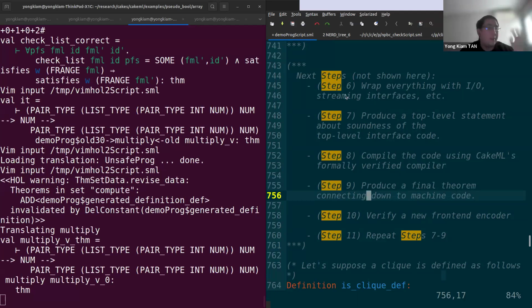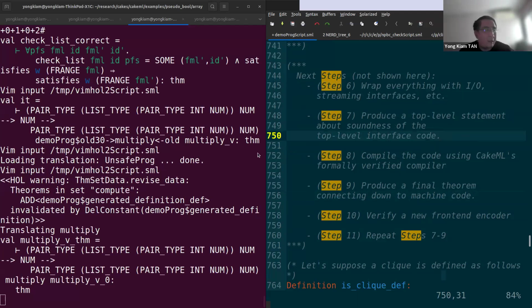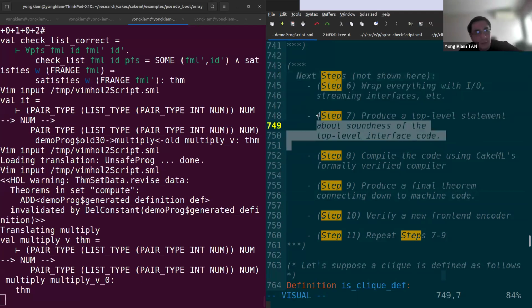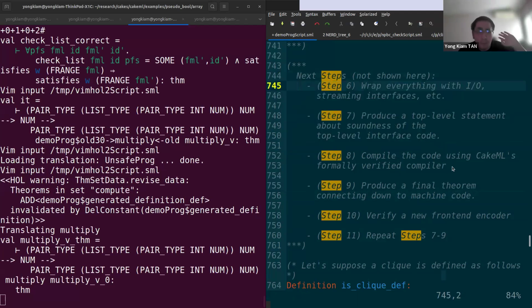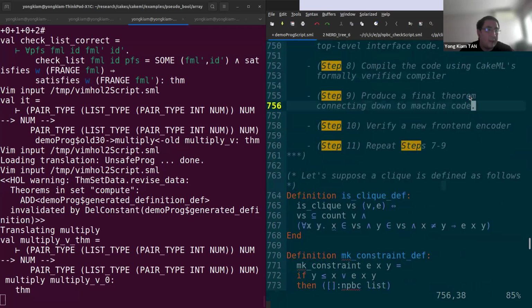Okay, so anyway, I'm skipping ahead here. What we do next is produce a top-level source code in CakePB, the thing that actually runs. Then you can compile the code into machine code, in this case using a formally verified compiler. This allows us to produce a theorem down to the machine code, which I will skip showing here. Well, I do have it. I'll show it in a second.